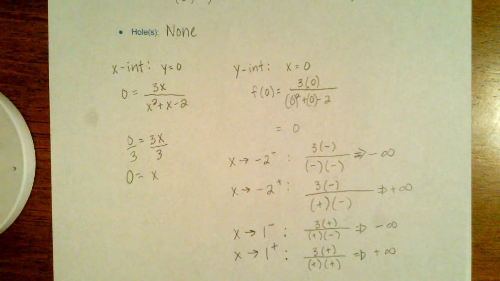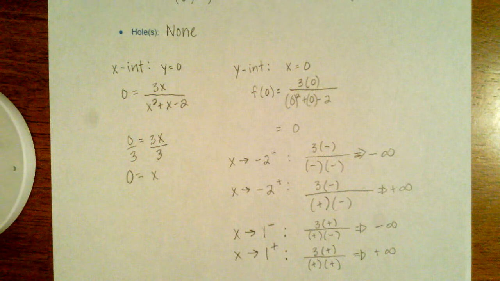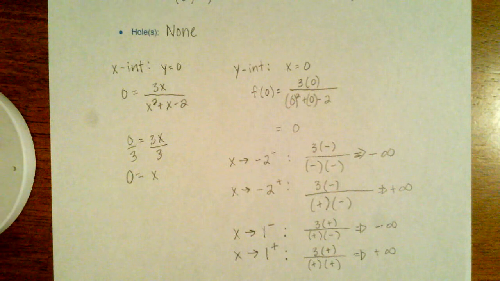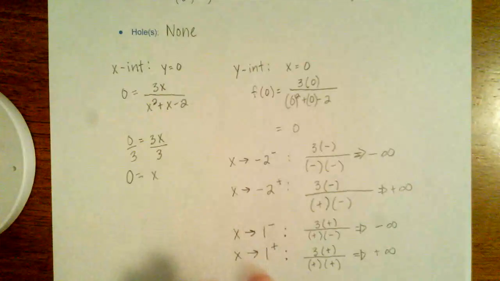So I got that to the left of 1, I'm going to negative infinity. To the right of 1, I'm going to positive infinity. You can even start to do this in your head, based on the signs. So now we want to start to graph.